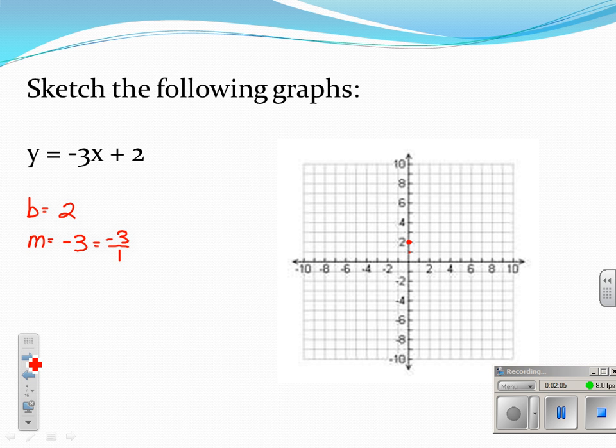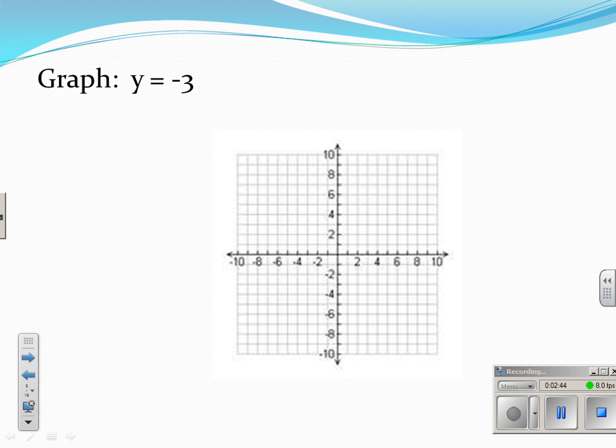So down 3, right 1. Also remember or consider that a negative 3 could be recorded as positive 3 over negative 1, which would have sent us up 3 and left 1. Notice though that no matter which one you go with, you are going to come up with a graph of the same line. Like so.